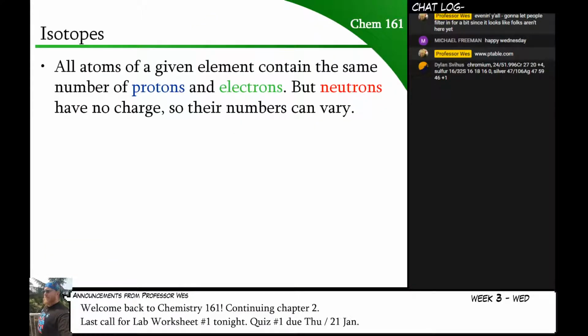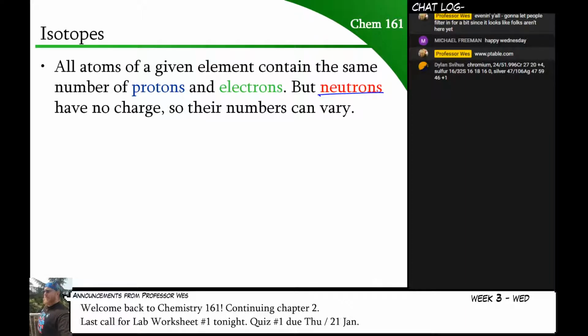All right. Let's talk a little bit more about isotopes. When you look at an atom, its identity tells you the number of protons, and if it's a neutral atom, the number of electrons will be the same as the number of protons. But the number of neutrons can vary. So neutrons don't carry a charge, which means that you can have any combination of neutrons that you want to, with some limitations.